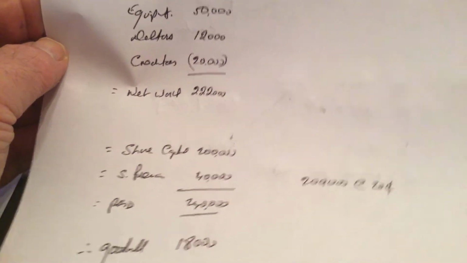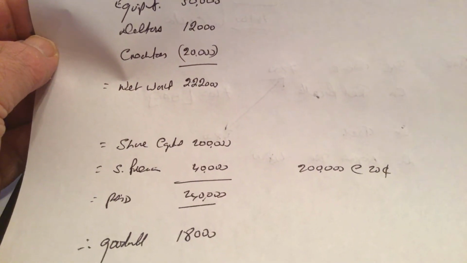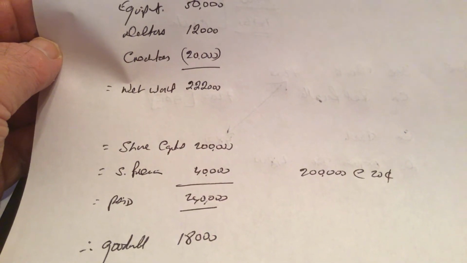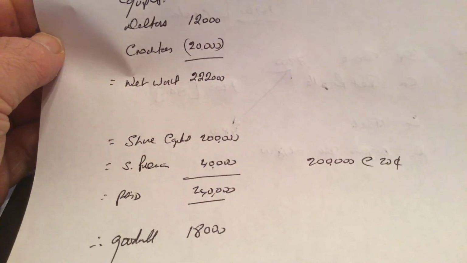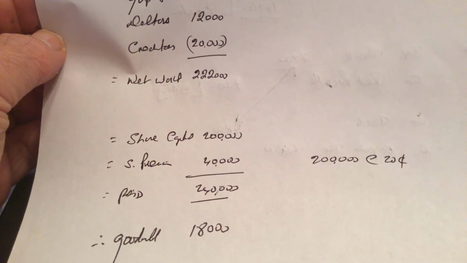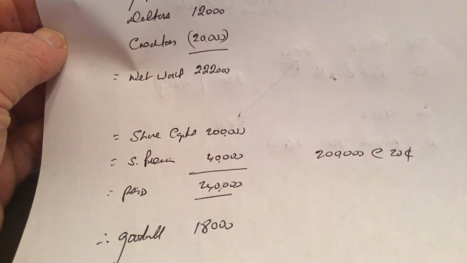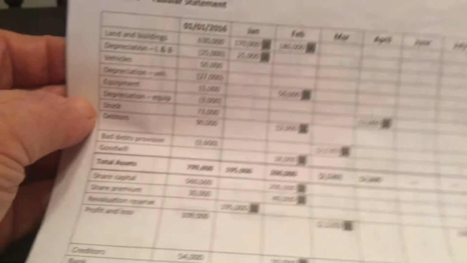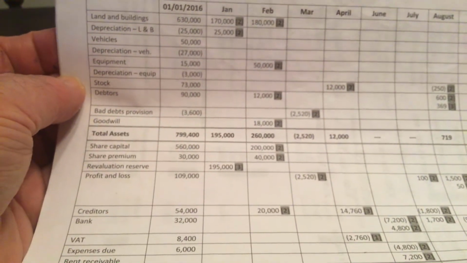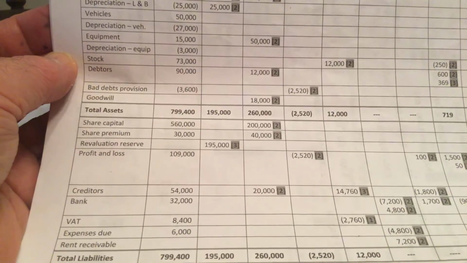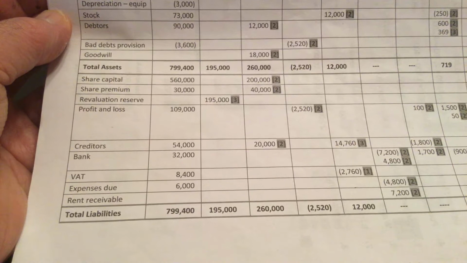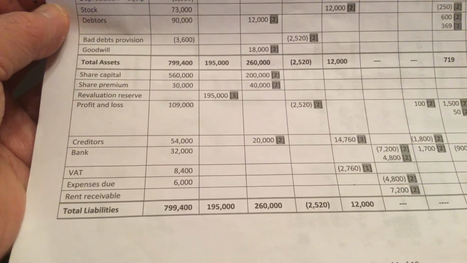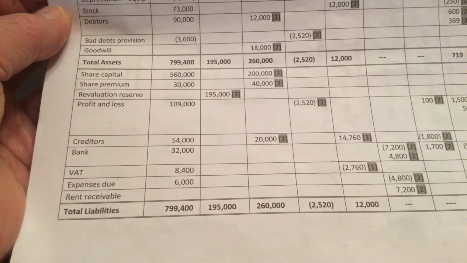So the 200,000 shares at €1, plus the share premium, which is 200,000 at 20 cents, which is 40,000. So in effect, he paid 240,000 for an asset that was worth 222,000. Therefore, the goodwill is 18,000, and it would look like this in your answer. So you go back and look at February: you have the land and buildings going up, the equipment going up, the debtors going up, and you're putting in goodwill of 18,000. Share capital is increased by 200,000, the premium is 40,000, and of course your creditors 20,000.